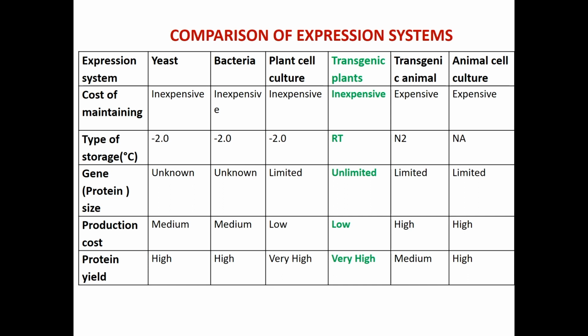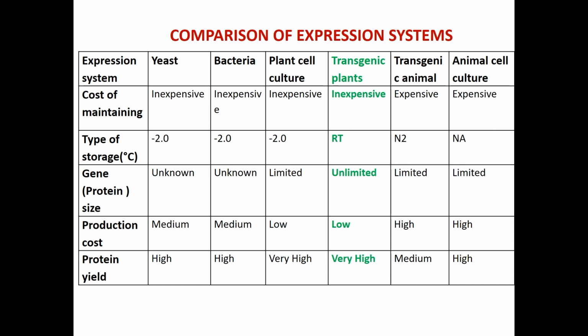Six major expression systems: yeast, bacteria, plant cell culture, transgenic plants, and transgenic animal cell culture. The points we consider are the cost of maintaining it, the type of storage and whether any special storage is required, the gene or protein size of the protein, and then production cost and protein yield.